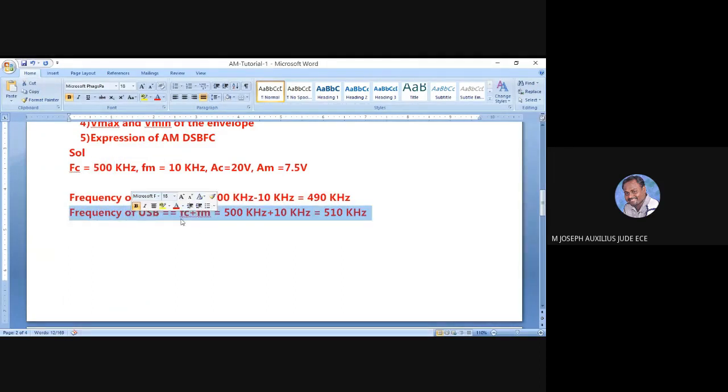The frequency of the upper sideband is given by the formula Fc plus Fm. Substituting the values, Fc is 500 kilohertz and Fm is 10 kilohertz, so it is 510 kilohertz. So this is the frequency of the upper sideband and lower sideband.